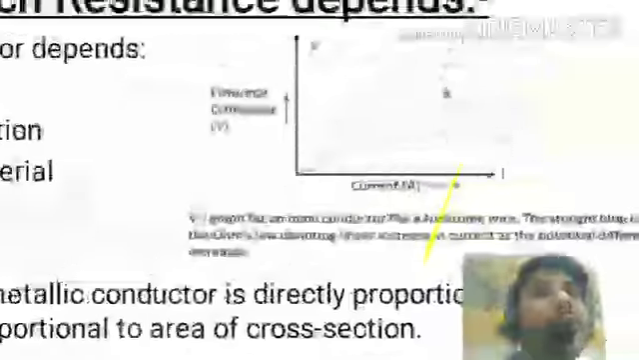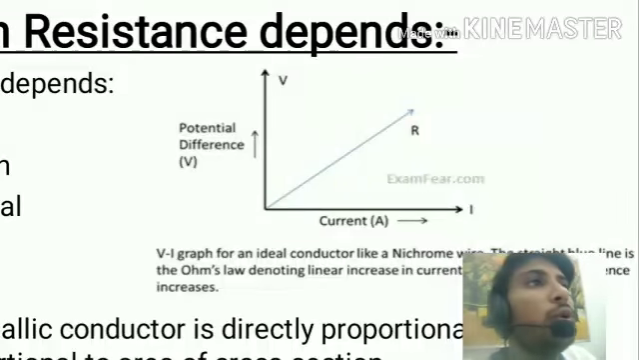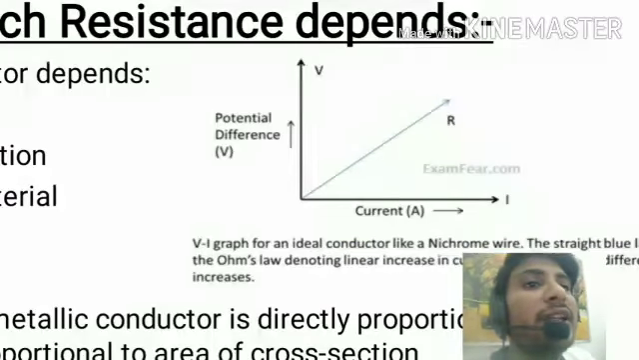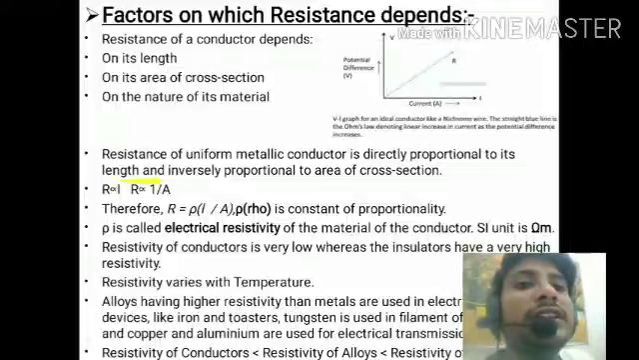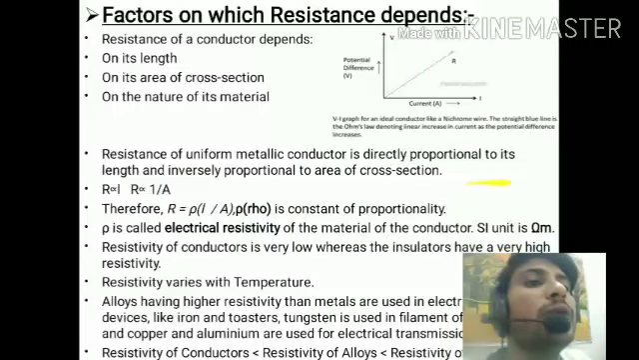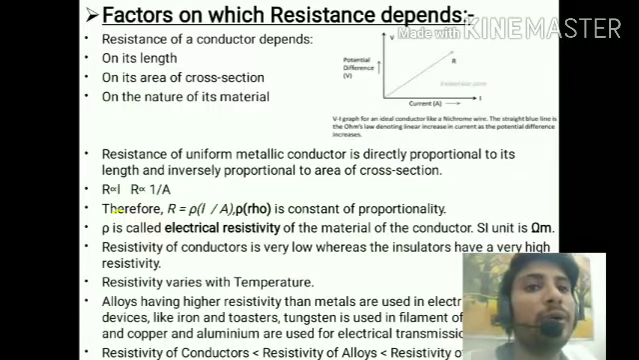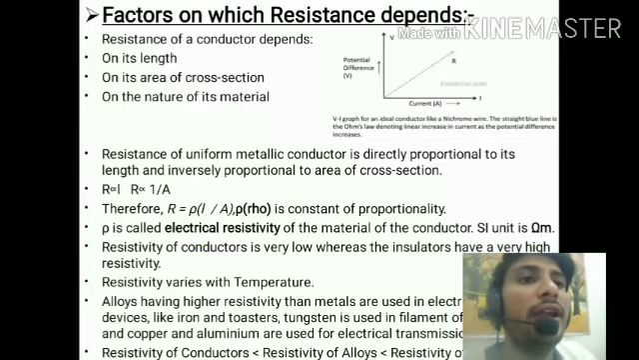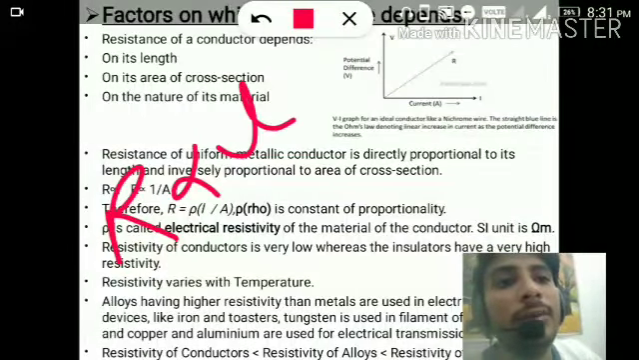This diagram represents Ohm's law. Okay, V is equal to IR, means V is directly proportional to I. We can say this is the current I, this is the potential, and the resistance also increases. Okay, directly proportional. And look at this: the resistance of a uniform metallic conductor is directly proportional to its length and inversely proportional to the area of cross section. R is directly proportional to L and inversely proportional to A, that is, R is directly proportional to L upon A.